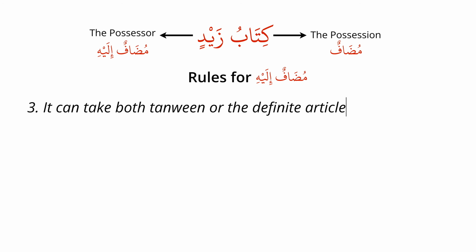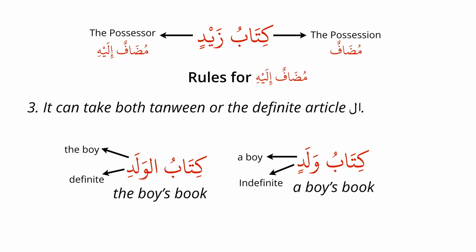Rule number 3, it can take both tanween or the definite article al, as explained in the previous examples, where in the first example mudhaf ilayh has tanween below it, and in the other phrase it has the definite article al prefixed to it. Now let's use some relative phrases to make some sentences.